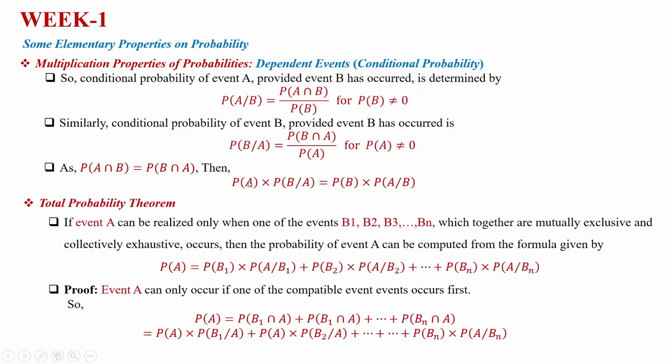So what is the formula finally? The conditional probability of event A provided event B has occurred is determined by P(A|B) equal to P(A intersection B) upon P(B), and here P(B) cannot be 0.